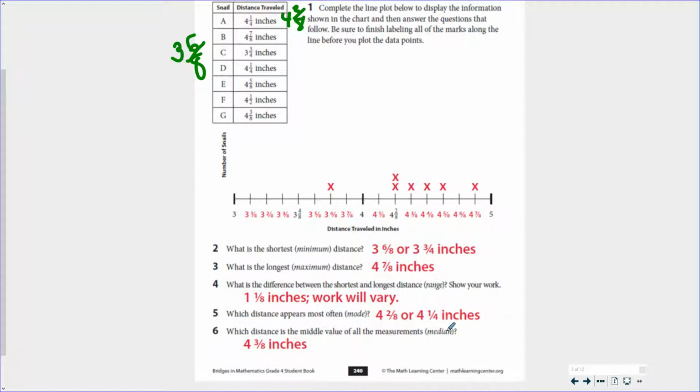And finally, what is the middle value? That's the median. One way you could do it on a line plot is simply the cross-off method. So I'm going to start on the left. I'm going to start here, cross that off, cross this off, I'll cross one of these off, one of these, one of these, and one of these. What's left is the 4 3/8 right in the middle.